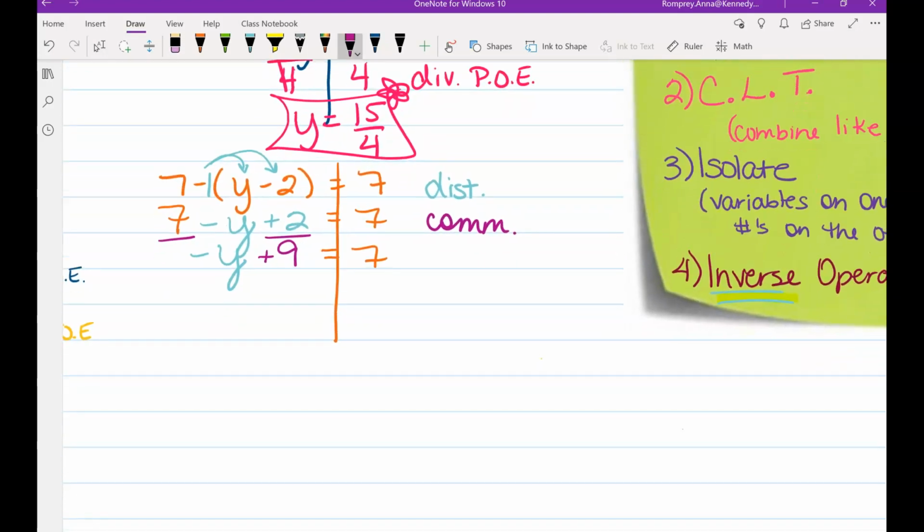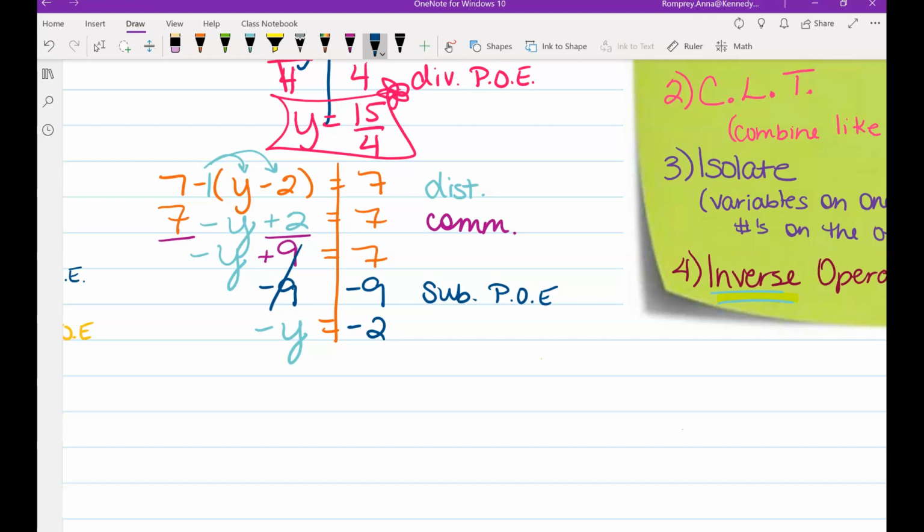So negative y plus 9 equals 7. PEMDAS in reverse. Let's get this y by itself. So undo this plus 9. So we are going to subtract 9 from both sides by using the subtraction property of equality. So negative y equals 7 minus 9, negative 2. Don't you tell me that that's the answer, because I don't want to know what negative y is. I want to know what y is.